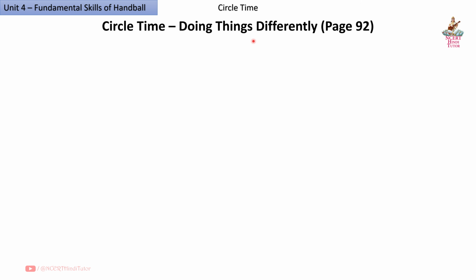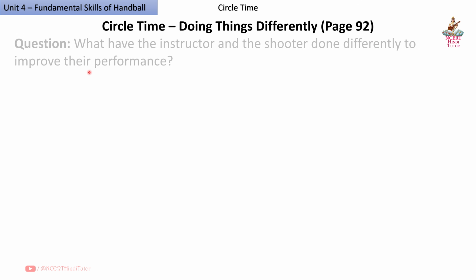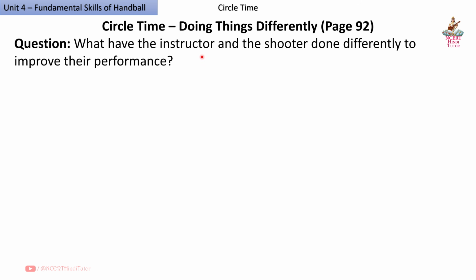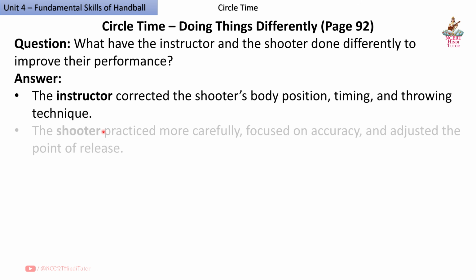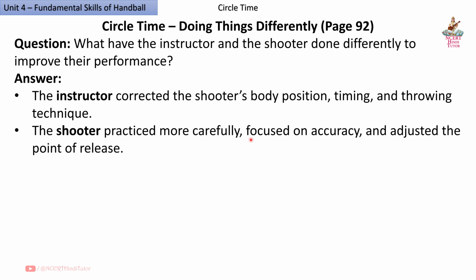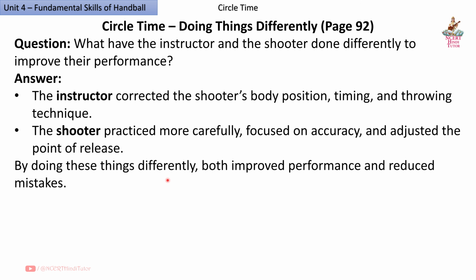Circle time, doing things differently, page 92. Question. What have the instructor and the shooter done differently to improve their performance? Answer. The instructor corrected the shooter's body position, timing and throwing technique. The shooter practiced more carefully, focused on accuracy and adjusted the point of release. By doing these things differently, both improved performance and reduced mistakes.